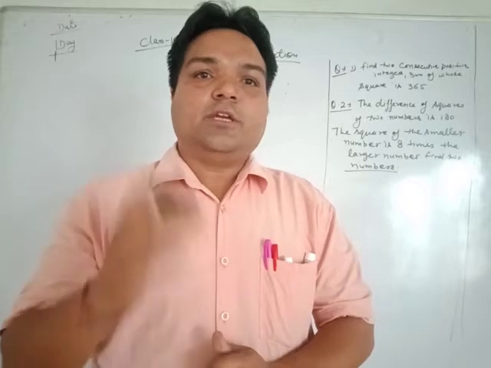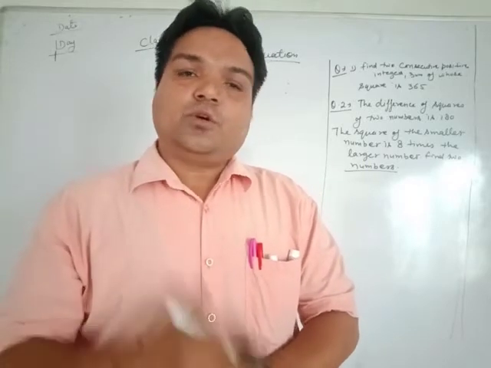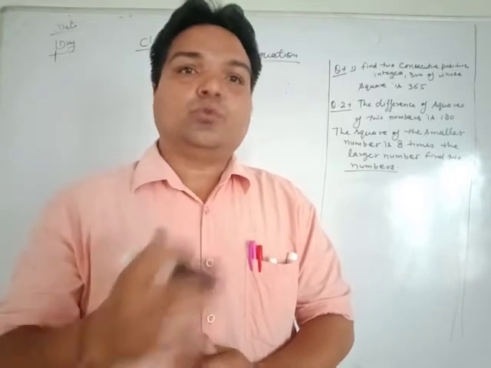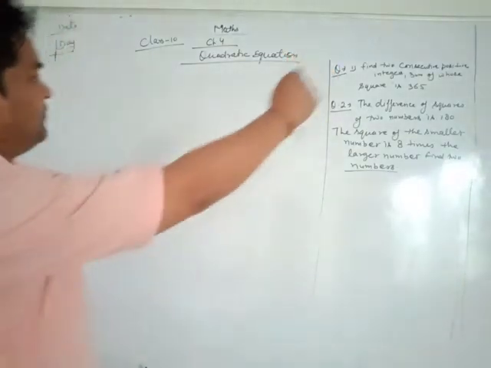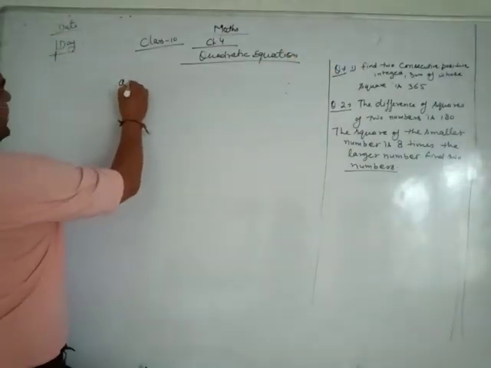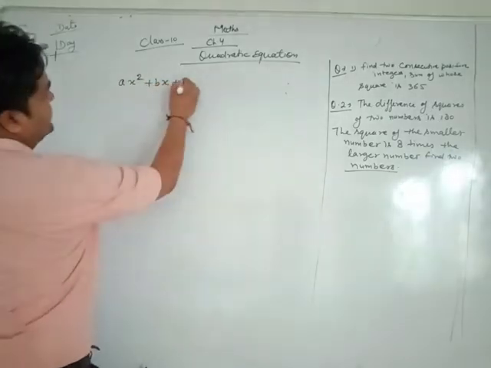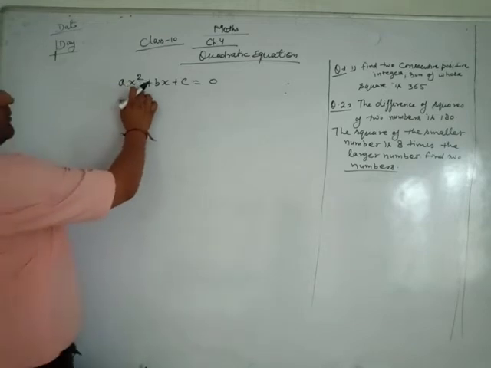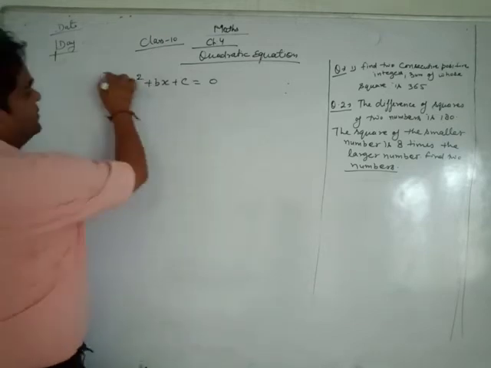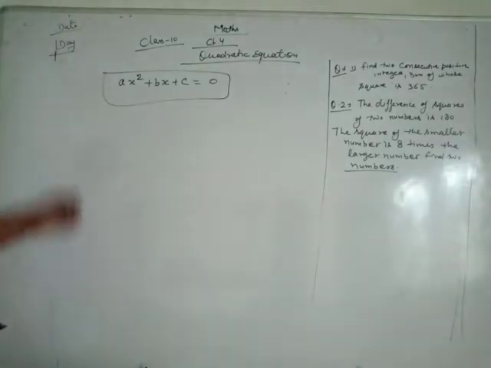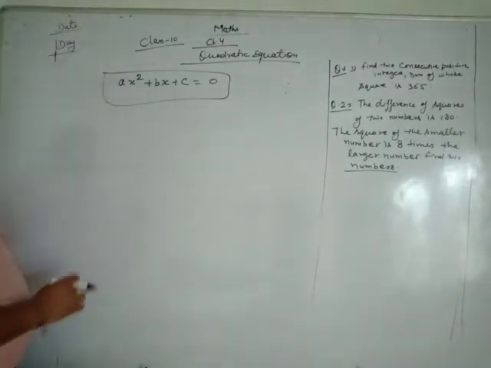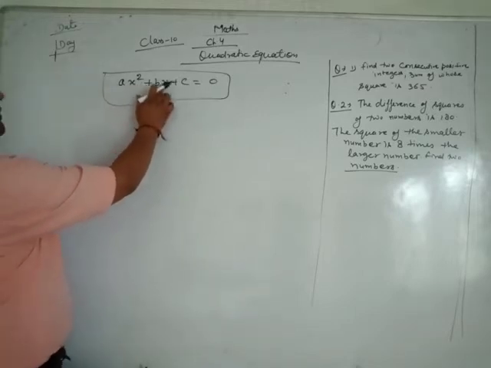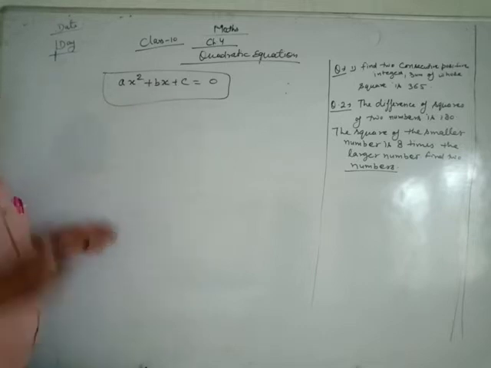A quadratic equation means, in a polynomial equation, the highest power of the variable should be 2. The general form of a quadratic equation is ax square plus bx plus c equal to 0. Now this is called a quadratic equation, and a, b, c are real numbers. a is the coefficient of x square, b is the coefficient of x and c is the constant term.